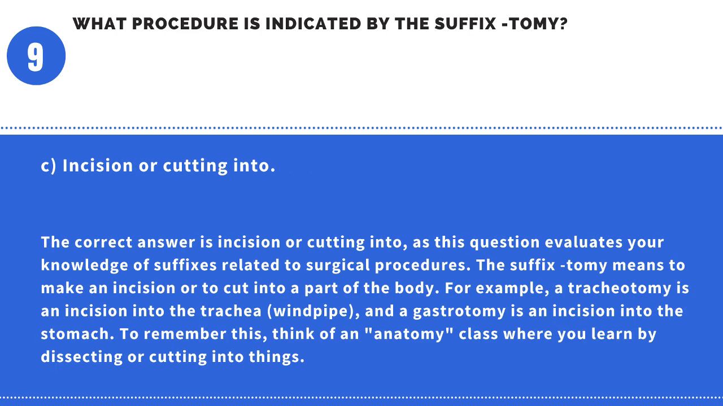Answer, C. Incision or cutting into. The correct answer is incision or cutting into, as this question evaluates your knowledge of suffixes related to surgical procedures. The suffix tomy means to make an incision or to cut into a part of the body. For example, a tracheotomy is an incision into the trachea, windpipe, and a gastrotomy is an incision into the stomach. To remember this, think of an anatomy class where you learn by dissecting or cutting into things.